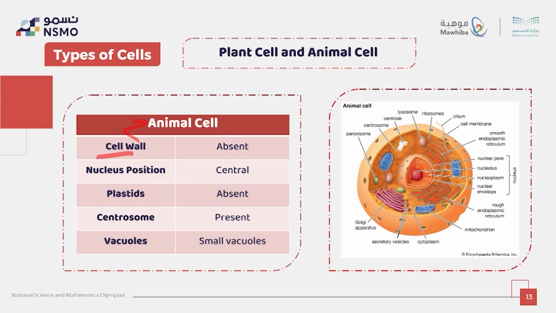In nucleus position, here it is central. Plastid is absent because we don't need it for photosynthesis. Centrosome, it's here. Look at it. That's the centrosome to divide the cell. And vacuoles are small. It's not as large as in plants because we don't store food. We consume food and probably save some waste.